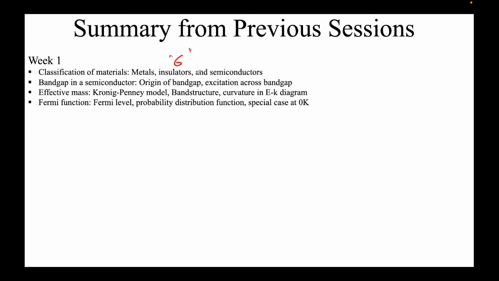We also saw the origin of a band gap in a semiconductor. There are two bands that originate, the conduction band and the valence band, and there is a specific forbidden energy gap. Electrons can reside here or here, but not in this forbidden gap. The reason for this was that when a large number of atoms were brought together, their orbitals overlapped, which gave rise to these two bands, and in between is a region in which no electrons can reside.